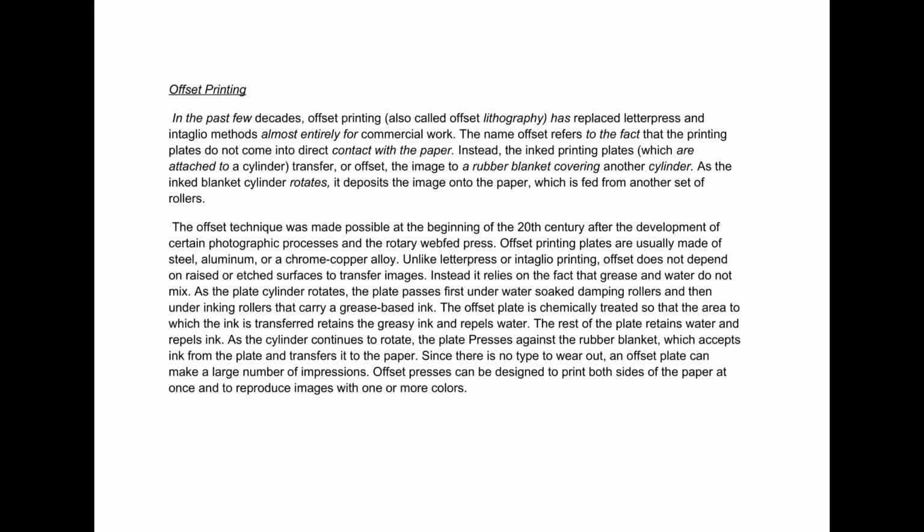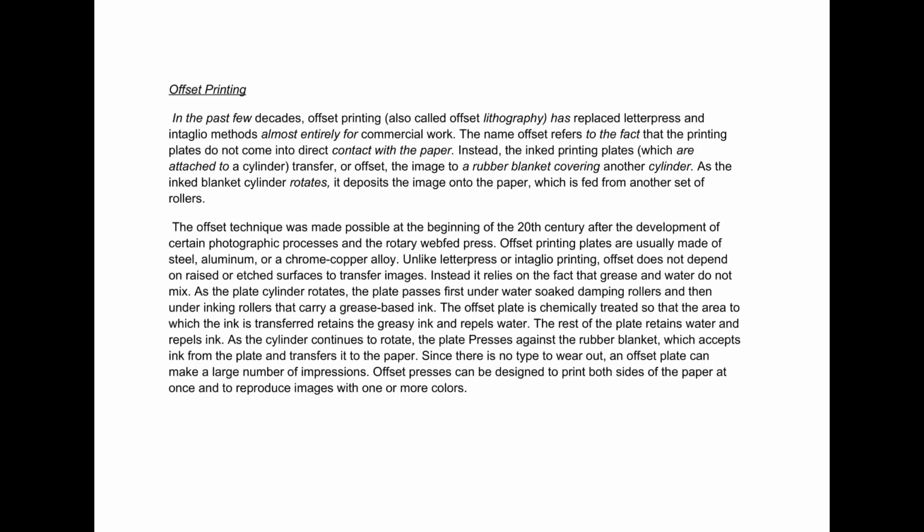As the plate cylinder rotates, the plate passes first under water-soaked damping rollers, and then under inking rollers that carry a grease-based ink. The offset plate is chemically treated so that the area to which ink is transferred retains greasy ink and repels water. The rest of the plate retains water and repels ink.